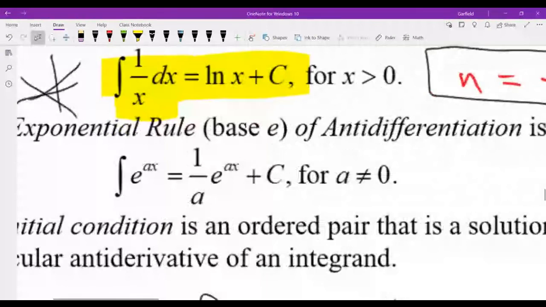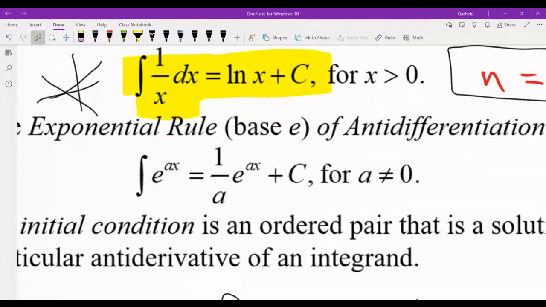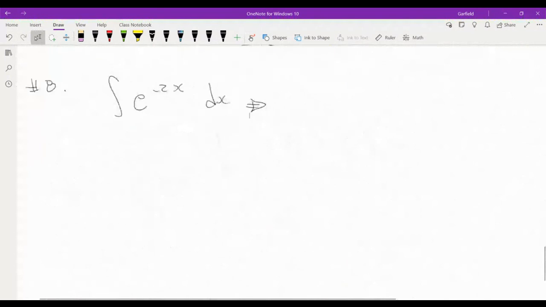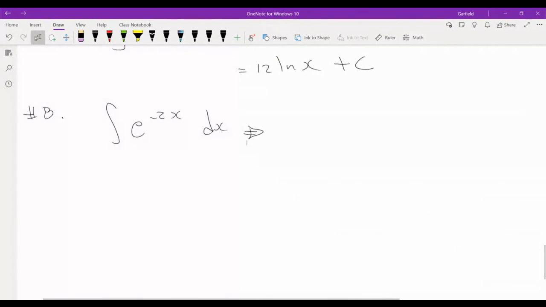Let's make it a little larger. So when we take the integral of e to the ax, that number in front of the x, we're going to divide the problem by it and keep the e to the ax. So what is our a in this problem? Negative 2. So this becomes 1 over negative 2 times e to the negative 2x plus c. That's it. We just divide the problem by the a. That's how rule number 4 works.